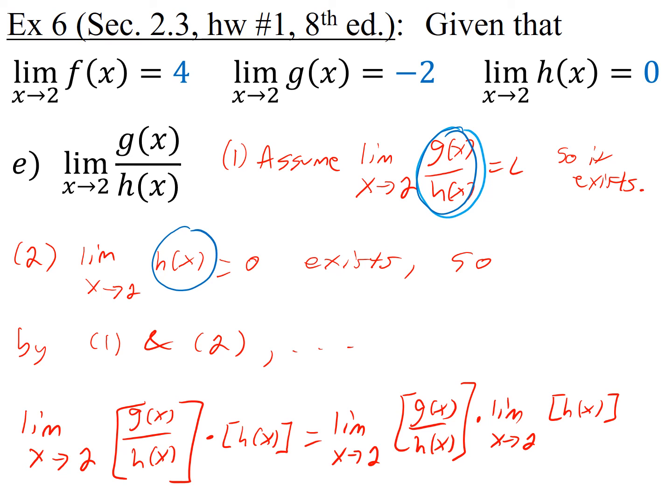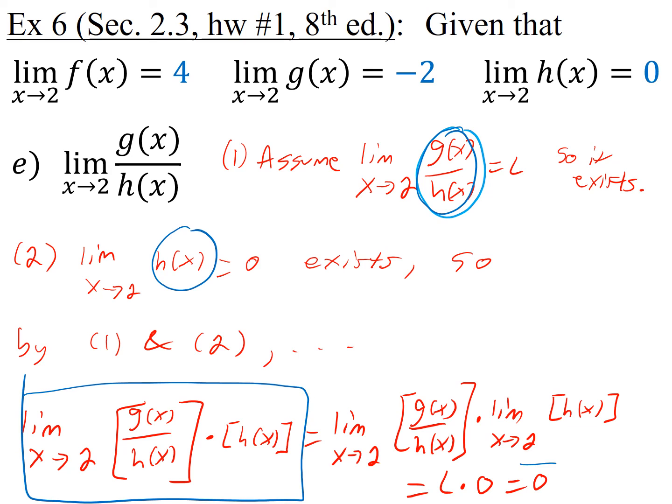Okay, first limit is L, second limit is 0, so this whole limit is 0. So if we make the assumption that this limit that we're trying to find exists, then we conclude that the limit of this mess here is 0. Now, of course, if you simplify this mess, the h's cancel. And so basically we just learned that the limit of g is 0. And of course we know that's not the case because up here it says limit of g is 2.